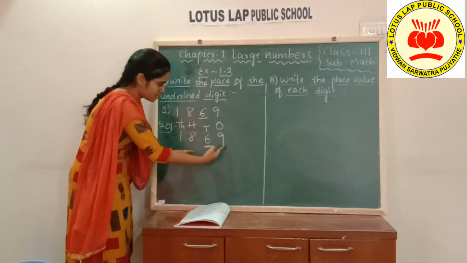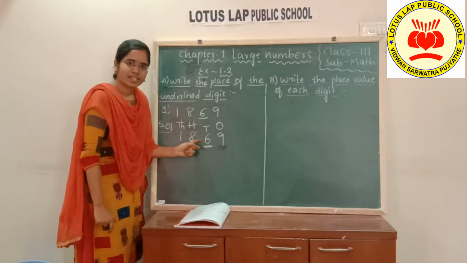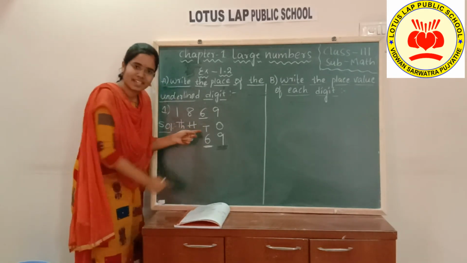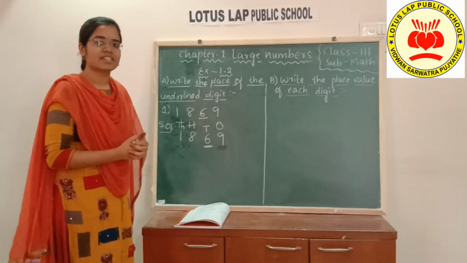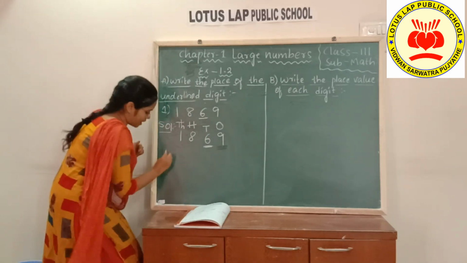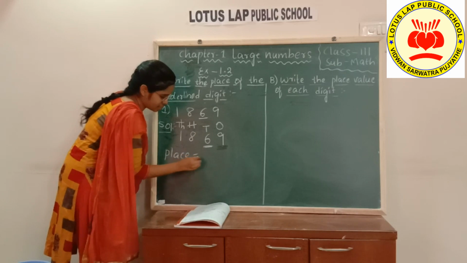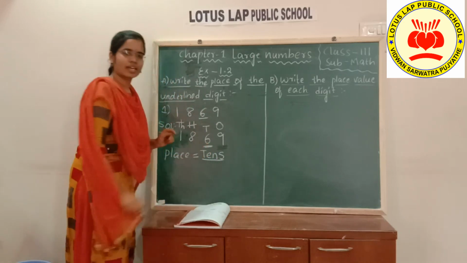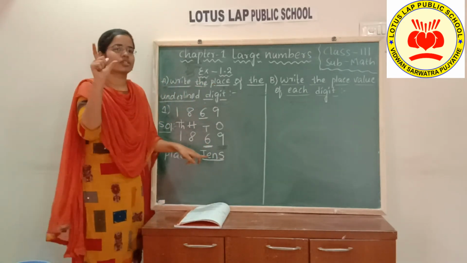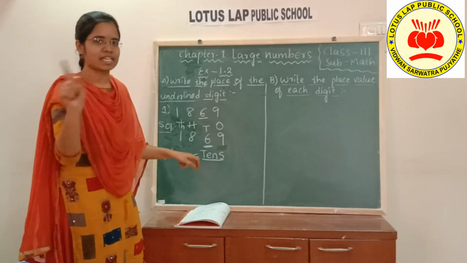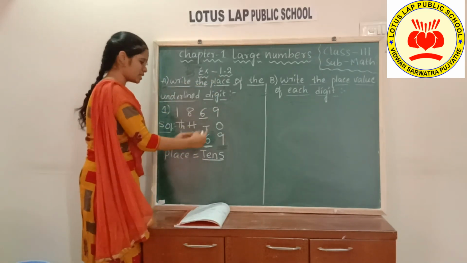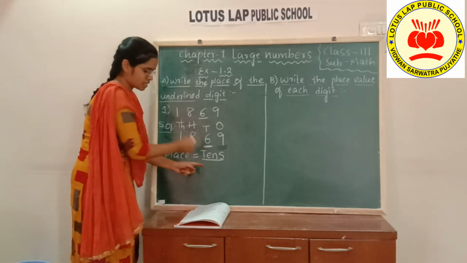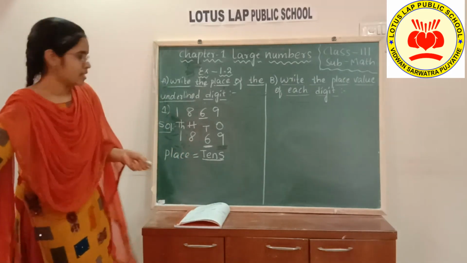Where is it? Is it in ones place? No. We go to the next place. What is that? Tens. Yes, it is under tens place. So simply you need to write tens. Why am I writing tens? Because we are discussing only the place, not the place value. So the place of 6 is tens. Very good, children.